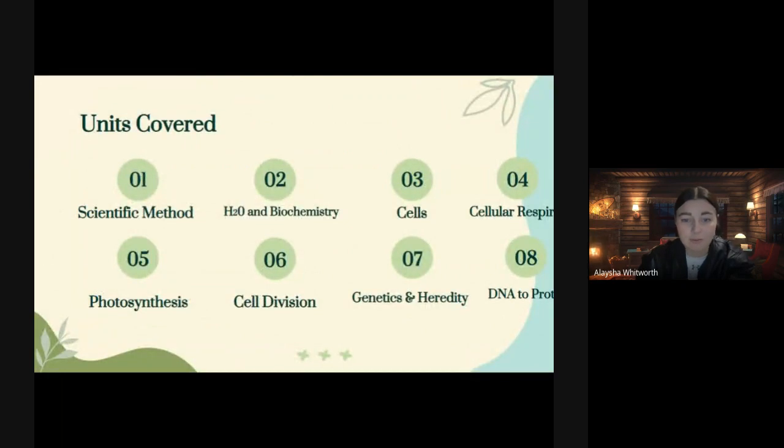There are 8 units: 1 was scientific method, 2 water and biochemistry, 3 was cells, 4 cellular respiration, 5 was photosynthesis, 6 was cell division, 7 was genetics and heredity, and 8 was DNA to protein.